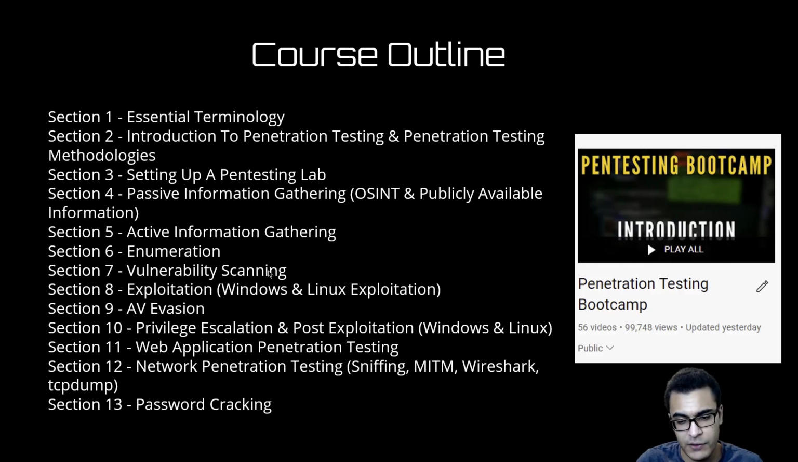We've already covered how to use OpenVAS as a vulnerability scanner. We're now going to be taking a look at how to use Nessus and a few other proprietary vulnerability scanning tools that are free but also have commercial plans available. After that, of course, we'll be moving into exploitation, focused on Windows and Linux, and then antivirus evasion, privilege escalation and post-exploitation, web app pen testing, and then we'll take a look at the last few sections which will deal with network penetration testing and password cracking.